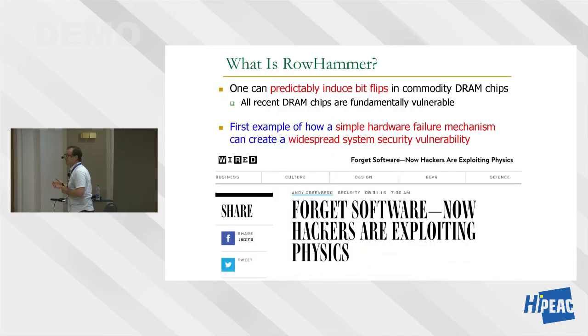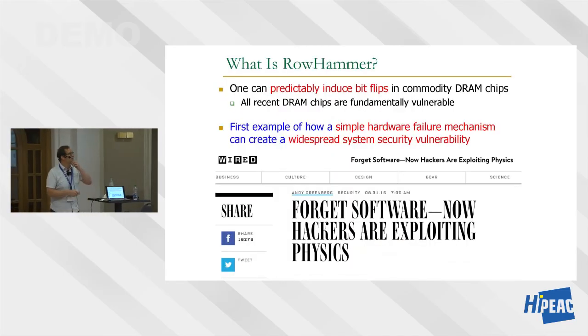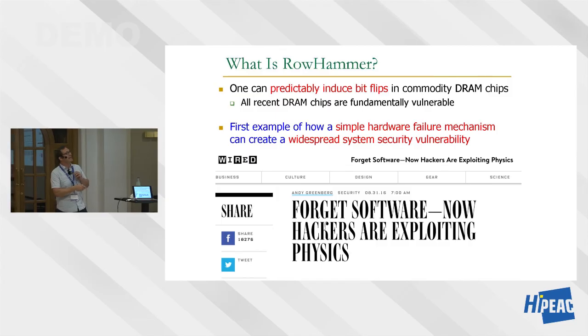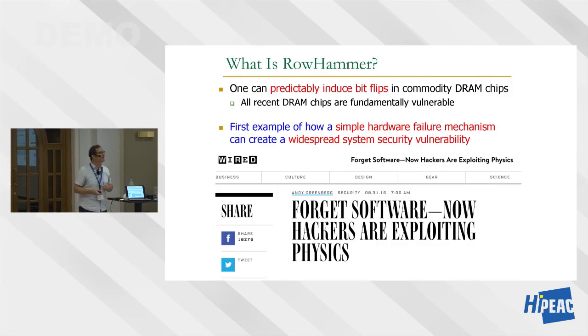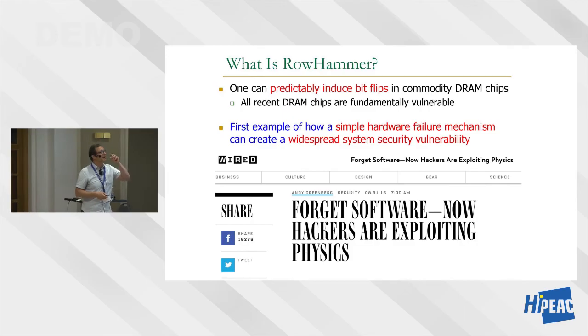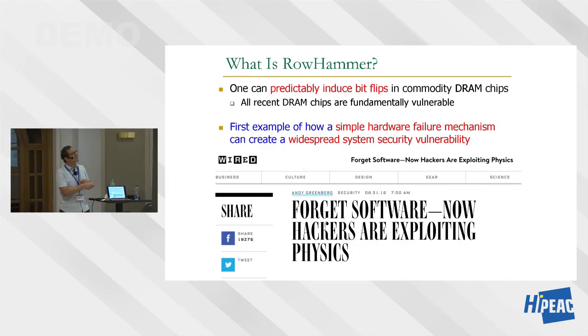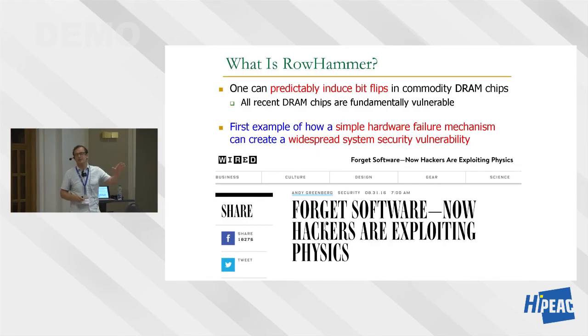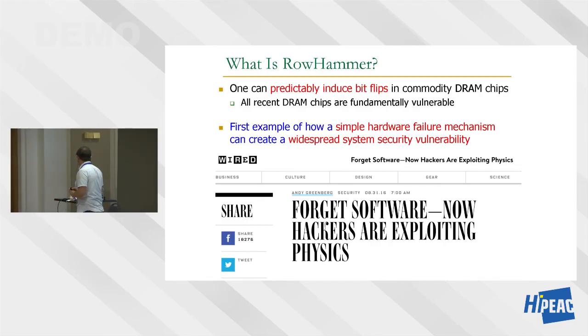So what is RowHammer? Look, I think I've shown you this also, but we're going to go into more detail. Essentially, this is the fact that you can predictably induce bit flips in commodity DRAM chips. Essentially, all recent DRAM chips are fundamentally vulnerable. And again, I think this is fascinating to me. This is really the first example of how a simple hardware failure mechanism can create a widespread system security vulnerability. Not just security, but also safety, reliability, etc.